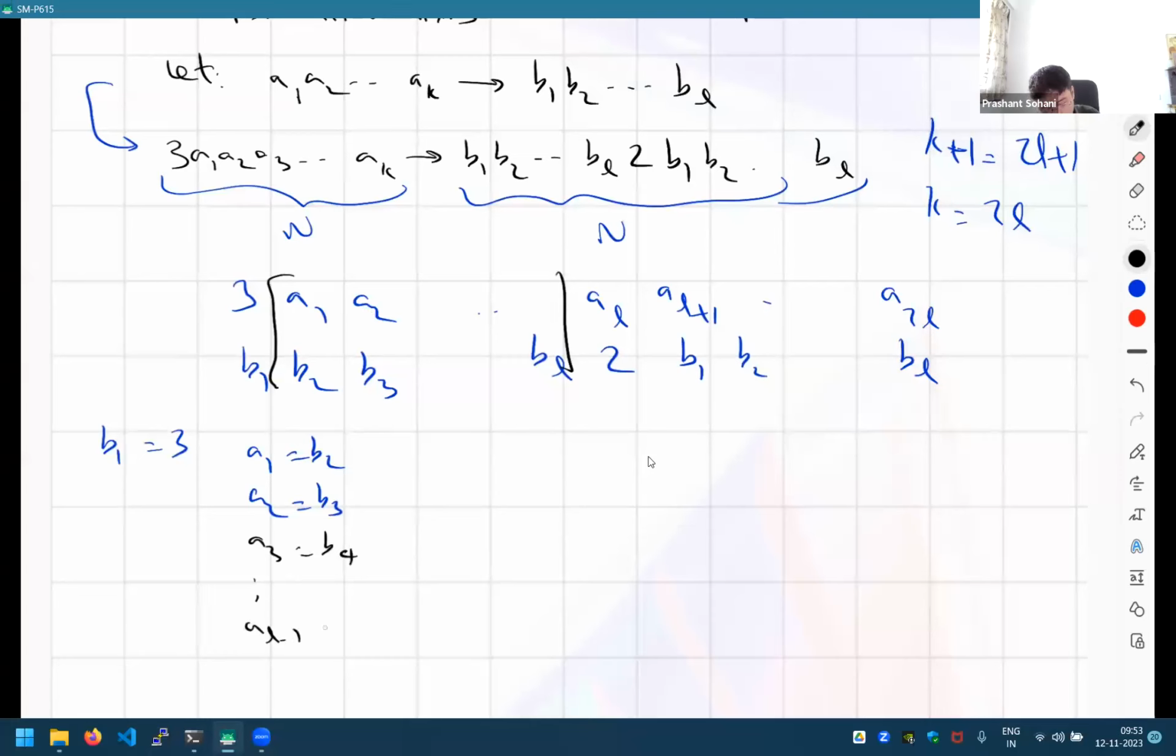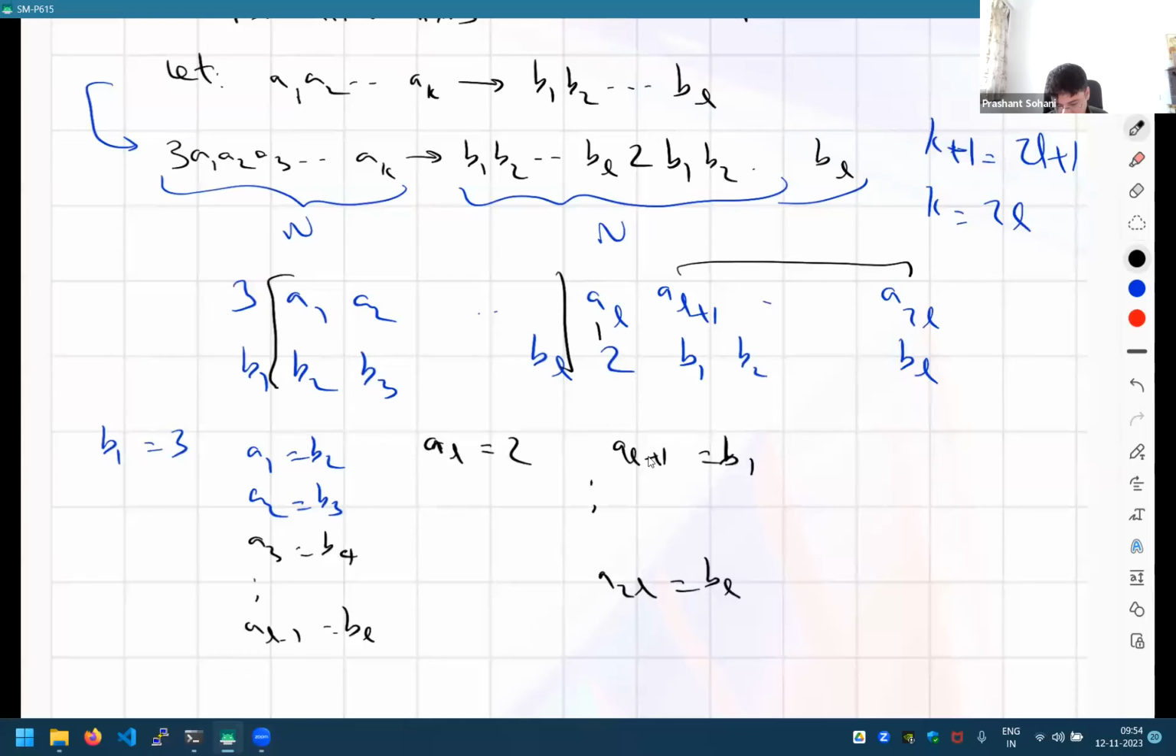All the way up to AL minus 1 has to be equal to BL. Then AL is equal to 2. And then again, the rest of it has to match up, right? AL plus 1 is equal to B1. A2L is equal to BL. Okay. It would also mean that B2 is equal to 2 and AL plus 1 will be 3.